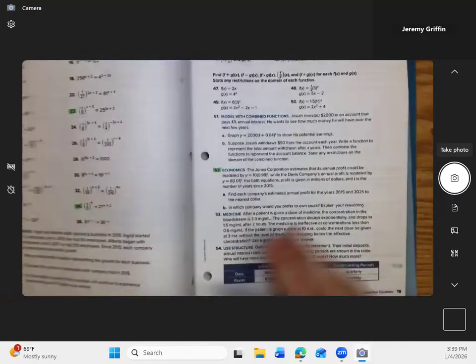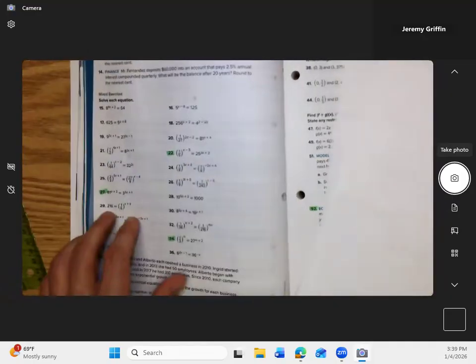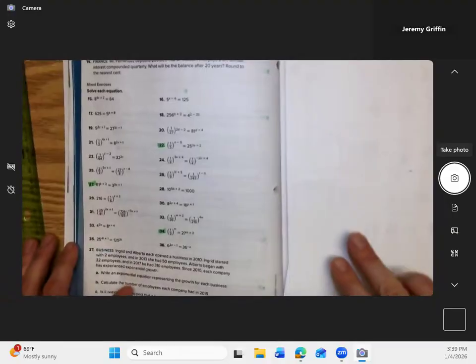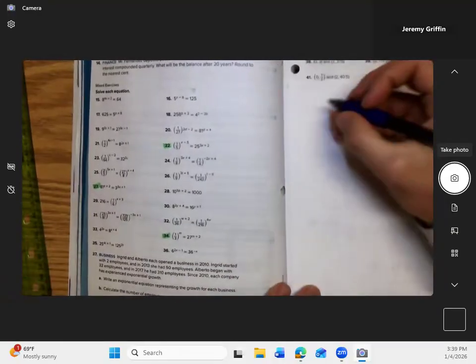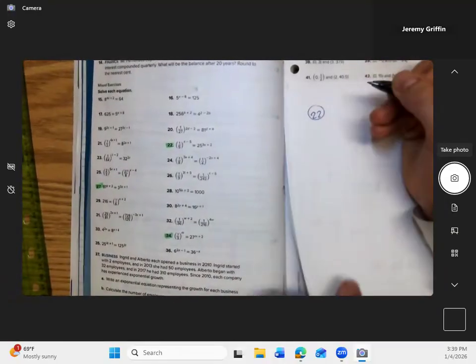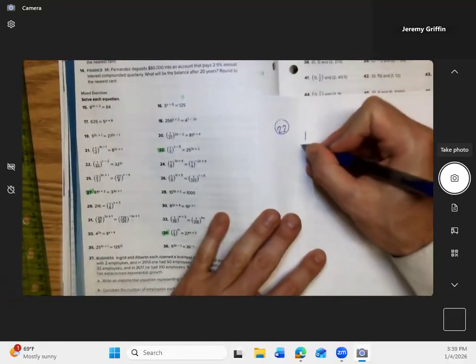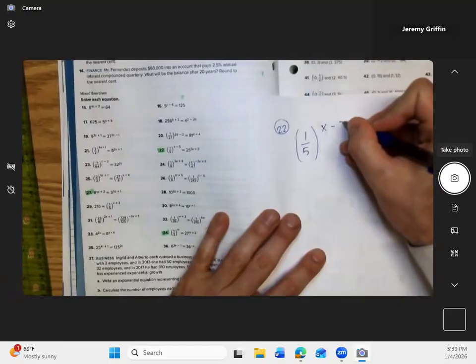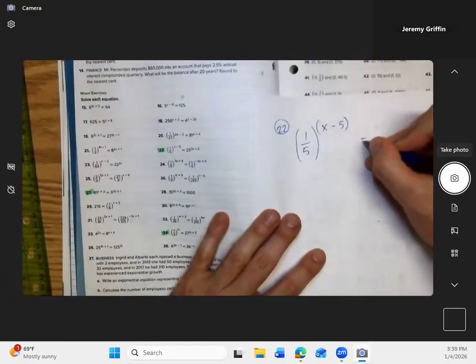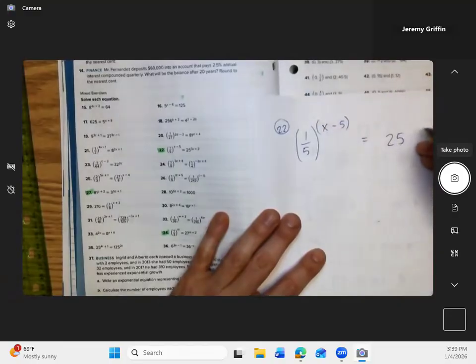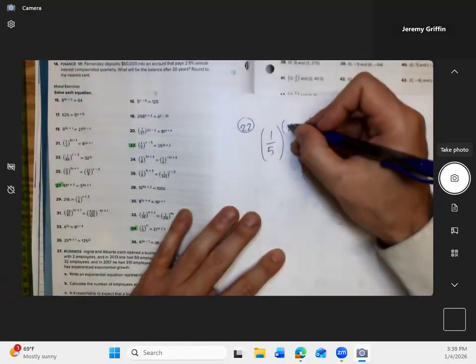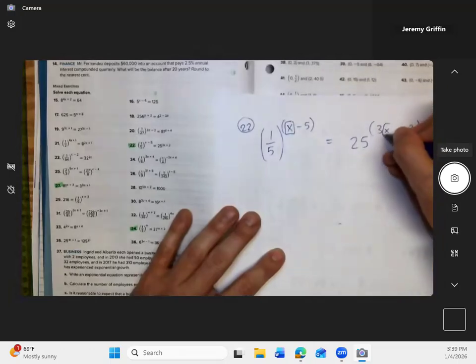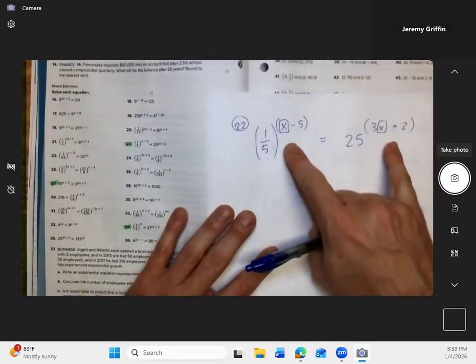And so I saw more of these. Okay, so I've got some pure math looking ones queued up here. Number 22: 1 over 5 to the power of x minus 5 is equal to 25 to the power of 3x plus 2. Okay, so we're solving for x. Now I see x shows up in two places, there and there, and they're both in the exponent.